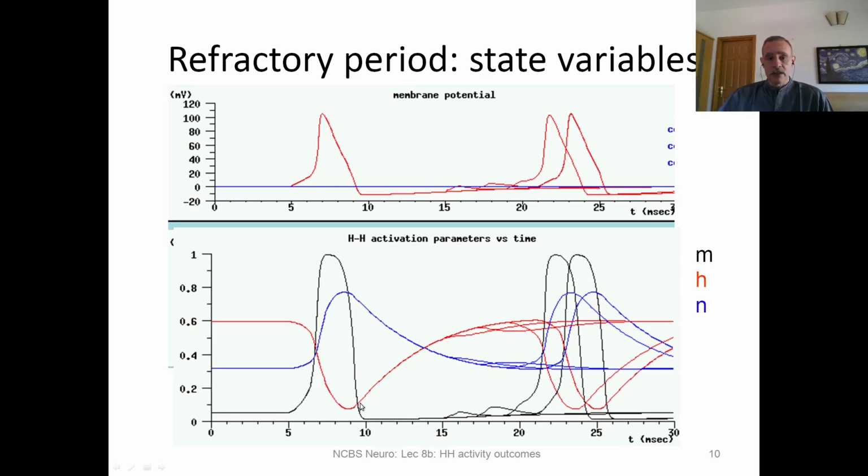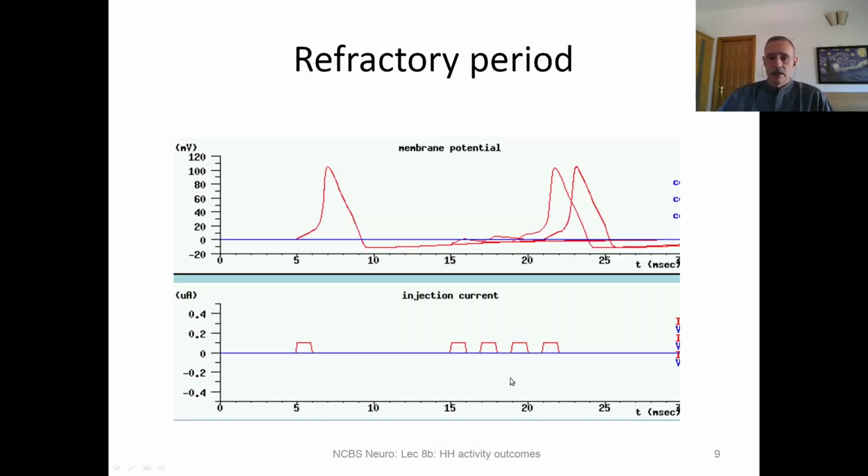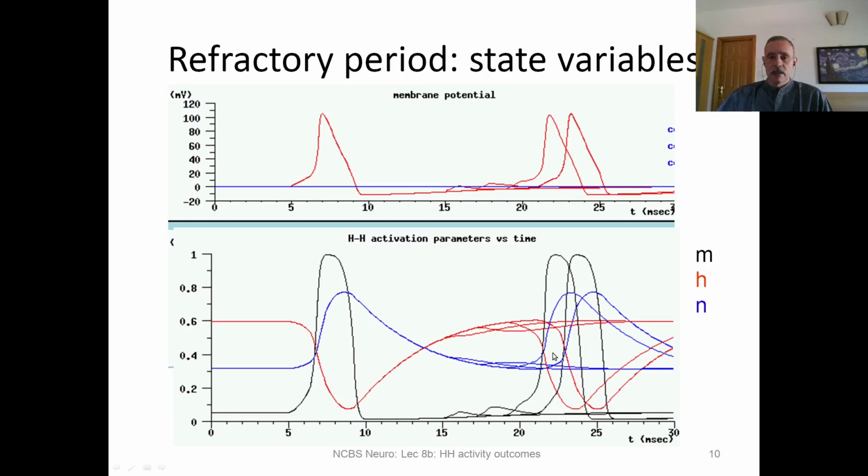All right, so it dips down over here, the membrane potential comes back down, and so the H gate starts to climb back up towards its resting potential value. And if you wait long enough, it's pretty much back there, and so the next current pulse, this one over here, is enough to trigger it to open.